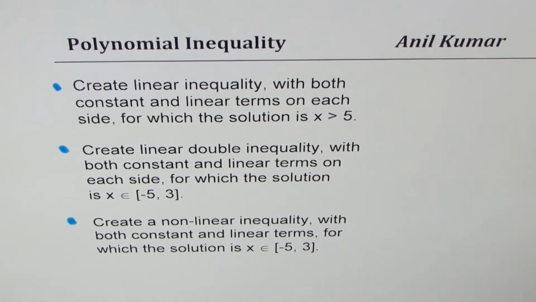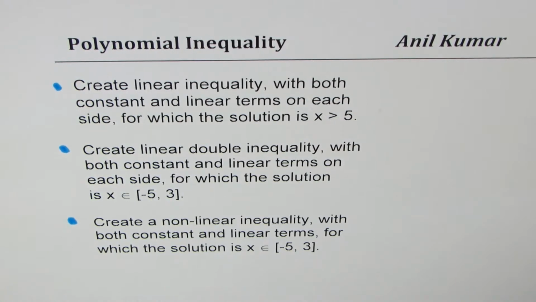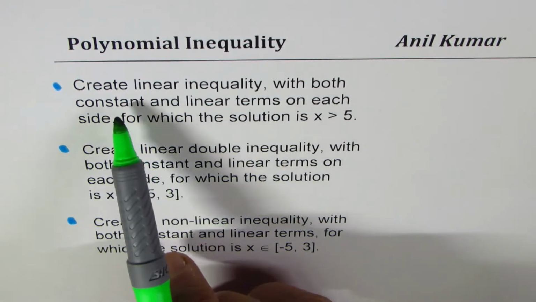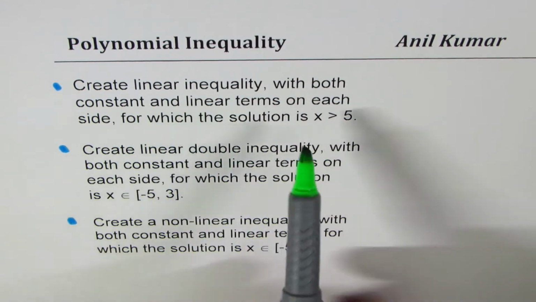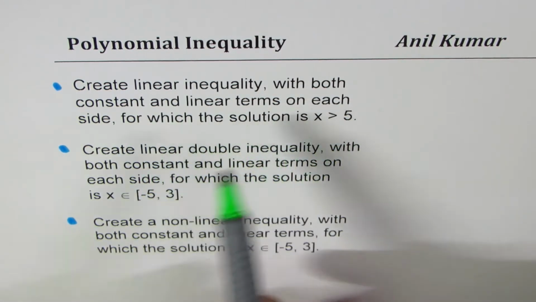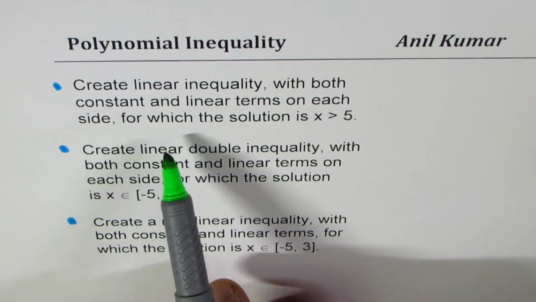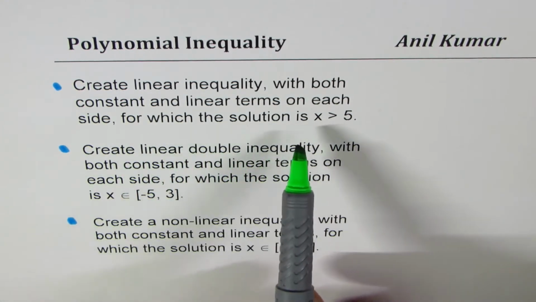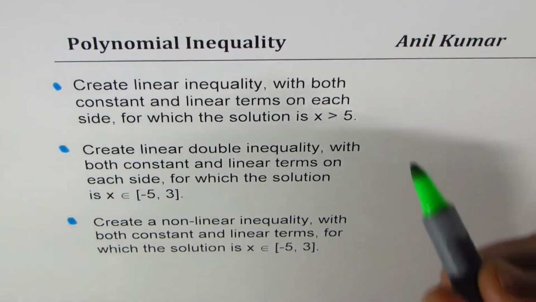I'm Anil Kumar. In this video, we'll see how to create a linear inequality when the solution is given to us. We'll do three examples. The first one here is: create a linear inequality with both constant and linear terms on each side for which the solution is x is greater than 5.